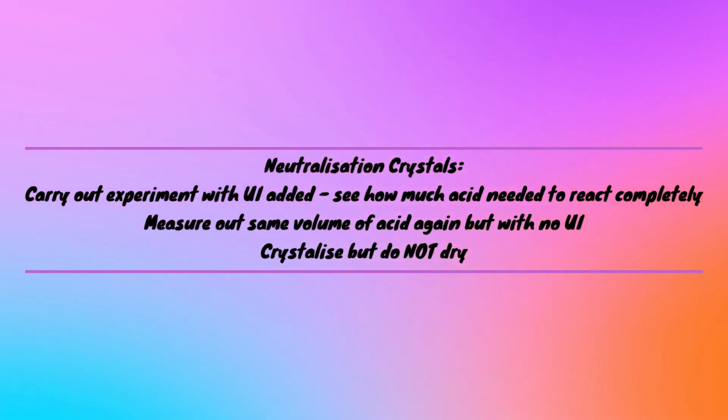If they ask you to make neutralization crystals, you'd add a metal oxide, hydroxide or carbonate, to an acid, but you'd add that with universal indicator added. And we can see how much acid is needed to react completely, so until that UI will turn green when it's neutral. You then add that same volume of acid again to the alkali, but without the indicator added. Crystallize those crystals using the method we've just discussed, but don't bother drying them, okay?